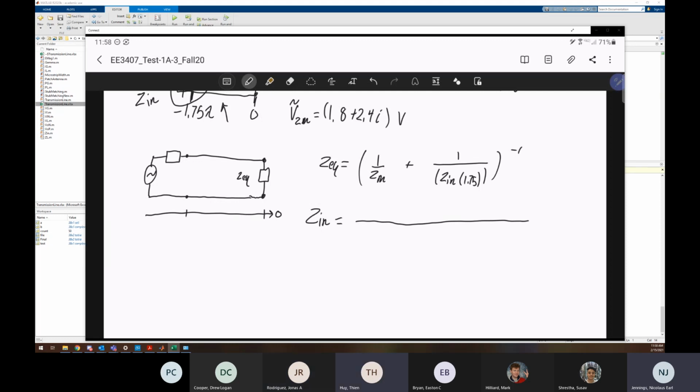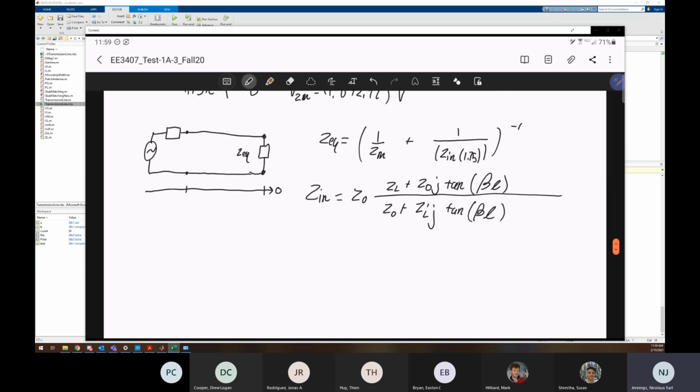We have Z naught times ZL plus j Z naught tangent beta L over, yep. Oh no, you can continue going on. Sorry to interrupt you. It's okay. Over Z naught plus j ZL times tangent beta L. That's correct. Yep, exactly. Okay, and then Z naught plus ZL j tan beta L. Awesome. And so you guys can plug that into your calculator.